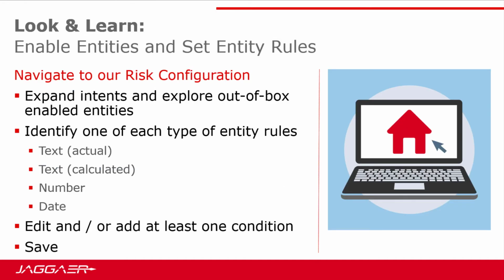Now, with all of that said, I know it's pretty conceptual, and I'm sure it still feels a bit unfamiliar. So let's just go into our existing risk configuration, expand some intents, and explore the out-of-the-box enabled entities. Then we'll be sure to identify one of each type of the entity rules so you can see how those rules are written. And then we'll save and/or edit at least one condition for some of those entity rules.